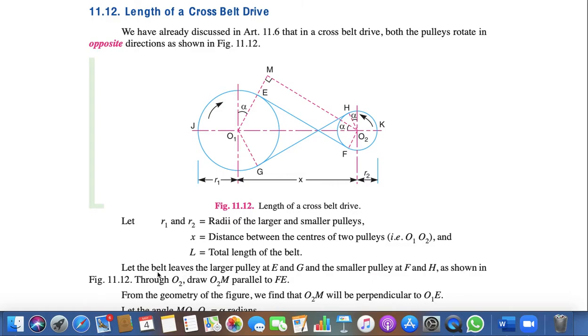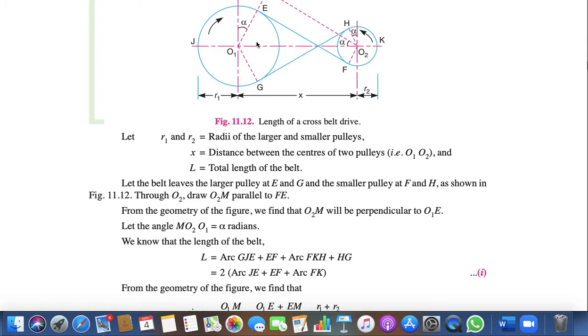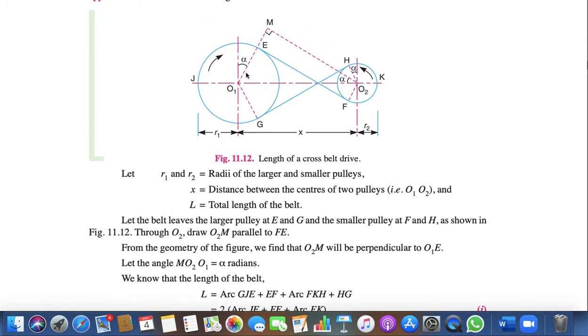Let the belt leave at E from here and F from here. Now you have to calculate the same thing. The arc GJE you have to calculate, then the length GH, then the arc HKF, then EF. This is the whole belt length surrounded by the pulleys. In the triangle M, O2, O1, this is O1, this is O2, this is M. This is alpha, and similarly here this angle is alpha, and this angle is also alpha.